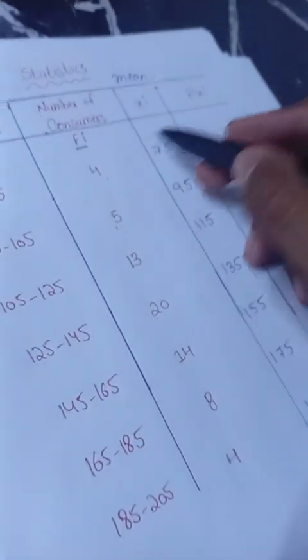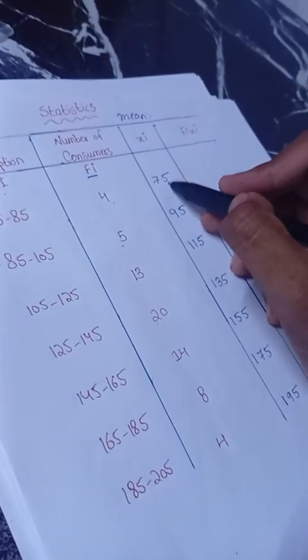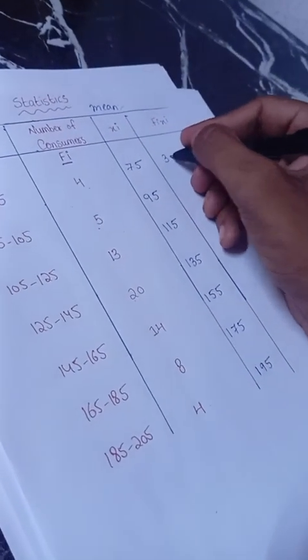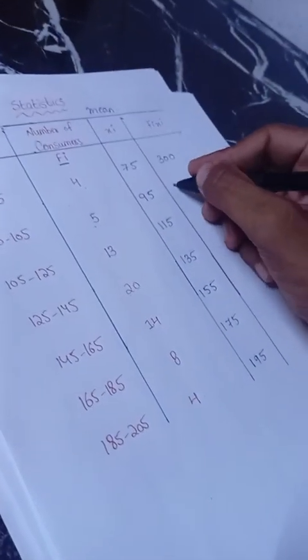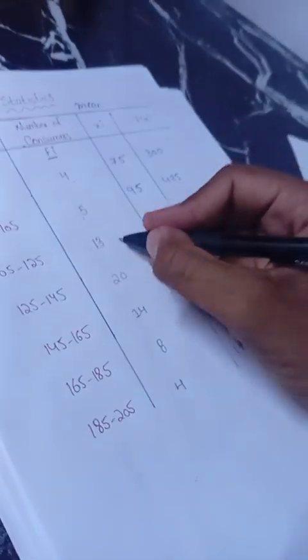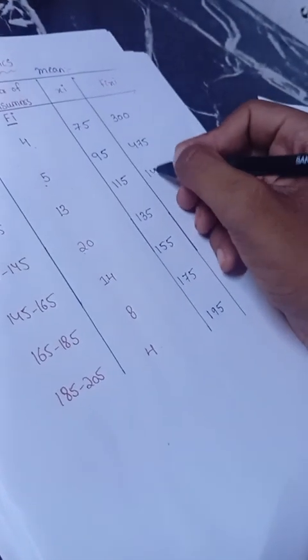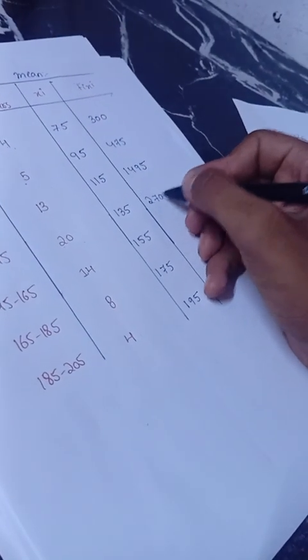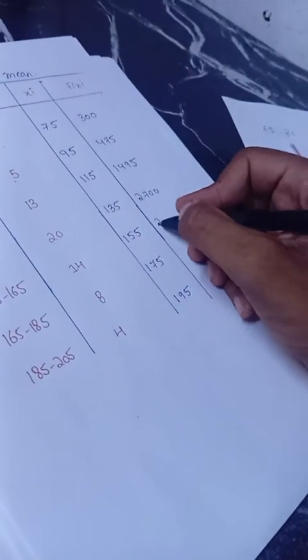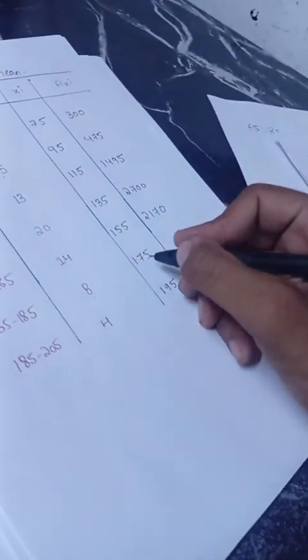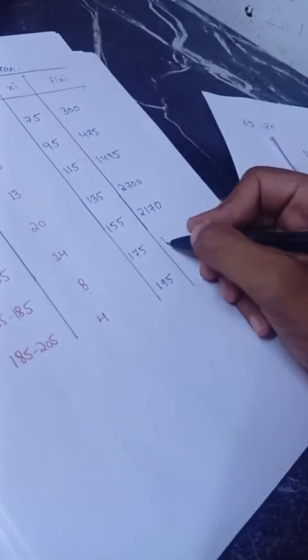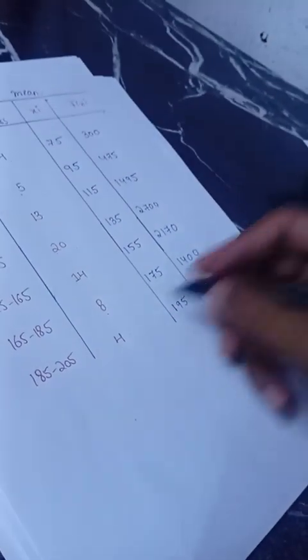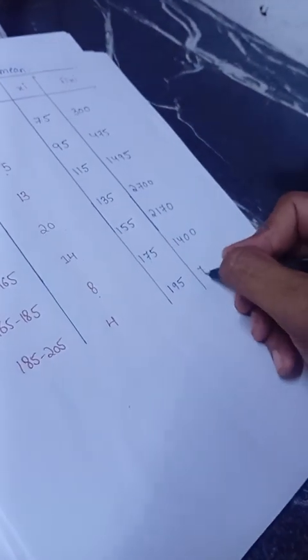Now you have to find Fi into Xi. So you have to multiply this 4 with 75. If you multiply 4 with 75, you will get 300. Now 5 into 95 is 475. 13 into 115 is 1495. 20 into 135 is 2700. 14 into 155 is 2170. 8 into 175 is 1400. At last, 4 into 195 is equal to 780.